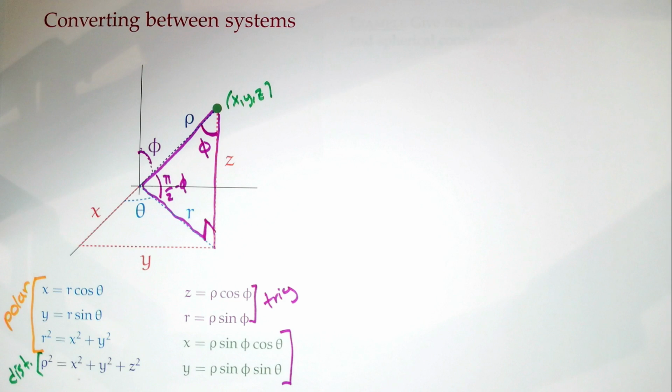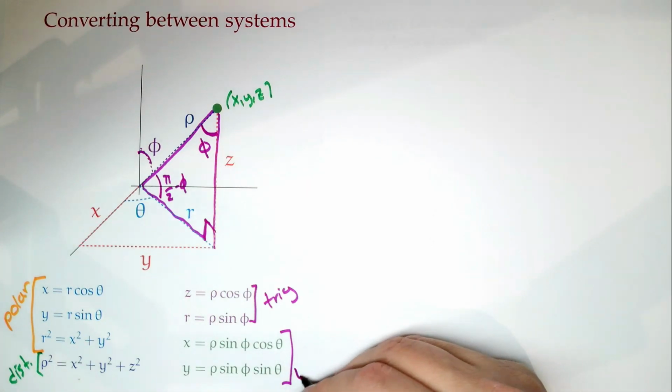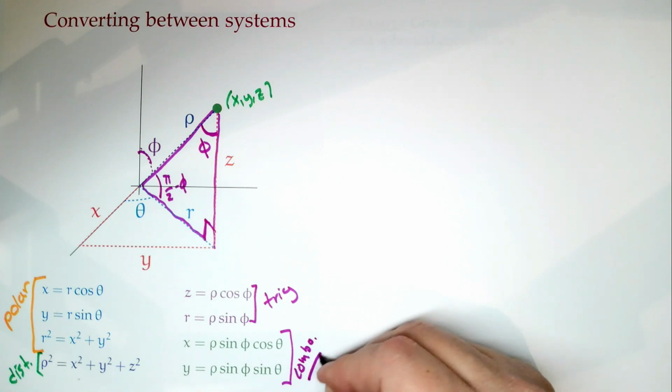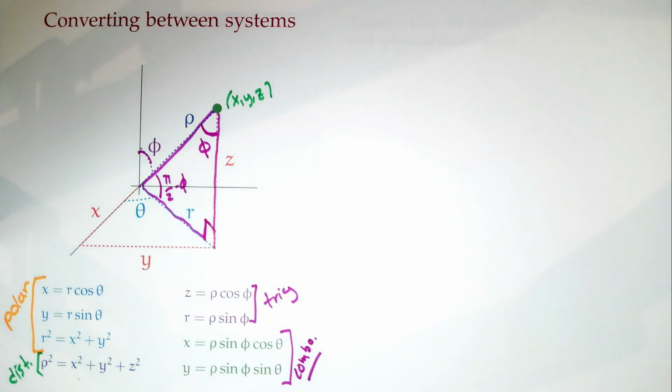Rho sine phi. So x equals r cosine theta becomes x equals rho sine phi cosine theta. Okay, so this is sort of a combo. You can get this from doing the rest. All right, so when it comes to knowing the formulas, I would say you don't really need to remember the combos, but you should remember the other ones. But they're not so bad.